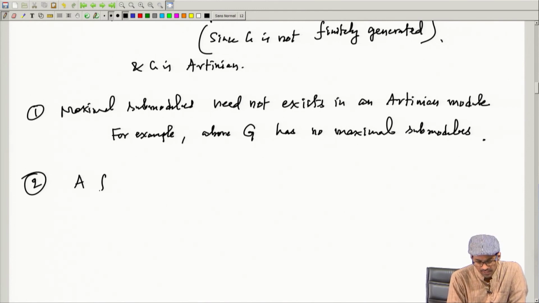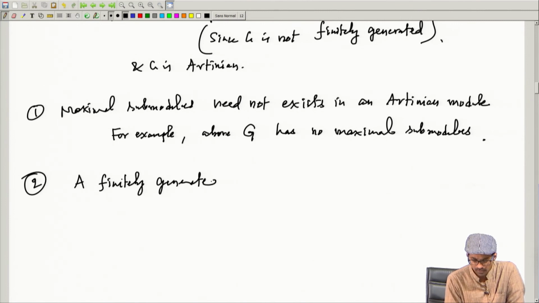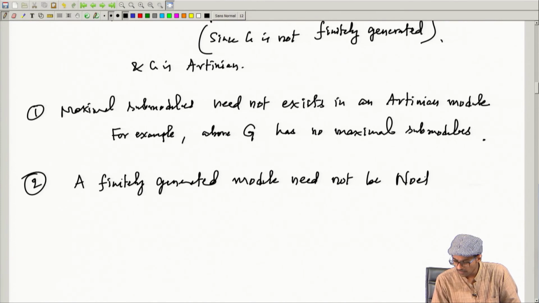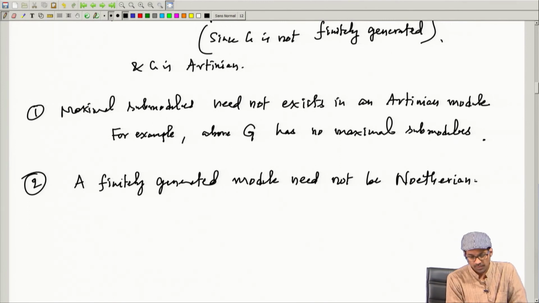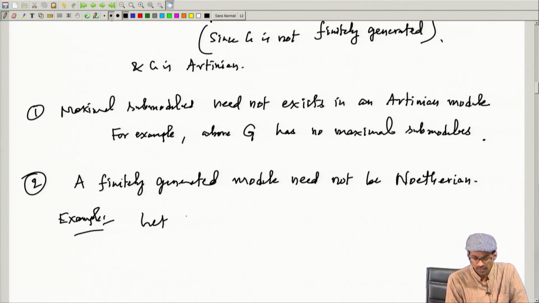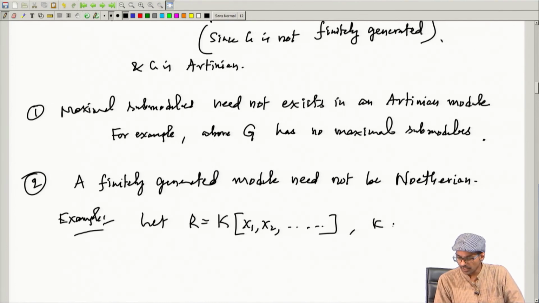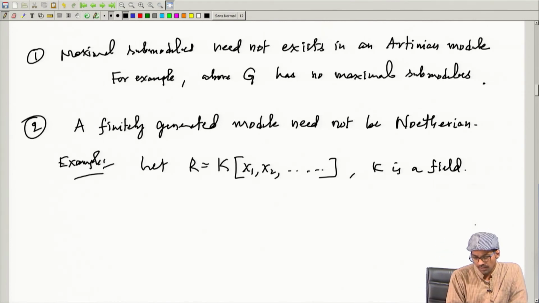So, the next: a finitely generated module need not be Noetherian. If it is a Noetherian module, then we know that it is finitely generated, whereas the converse is not true. So, let us see the example. Let us look at the ring R equal to K[x1, x2, and so on], infinitely many variables, where K is a field. So, let us look at this R.